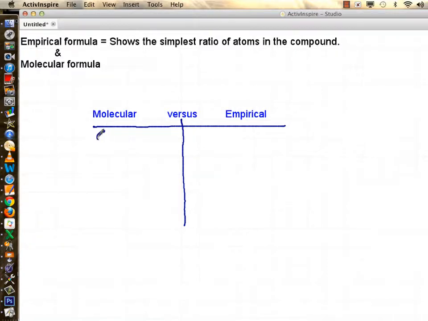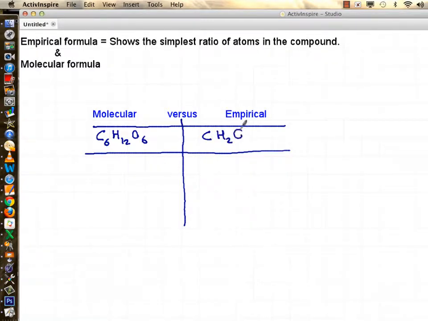For example, C6H12O6, your simple sugar glucose. If these numbers are divisible by 6, you get 1 carbon, 2 hydrogen, 1 oxygen. This is the empirical formula, the simplest whole numbers of elements or atoms within the molecule.